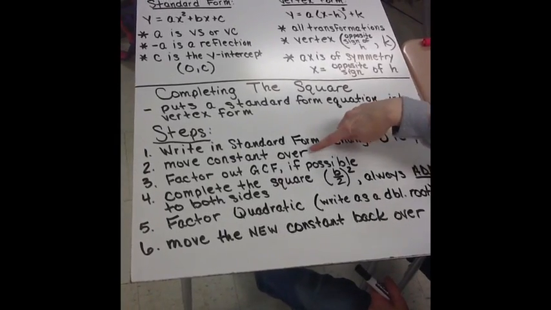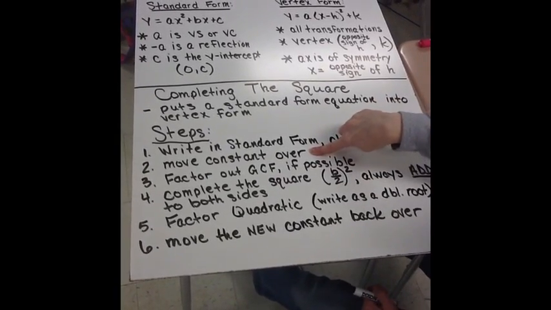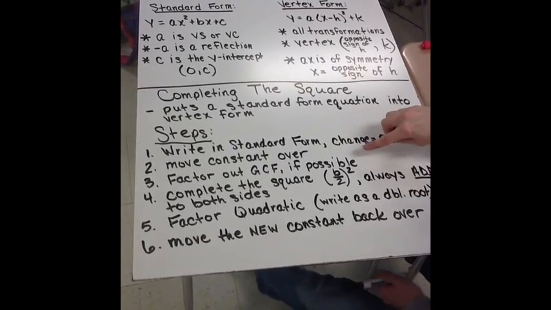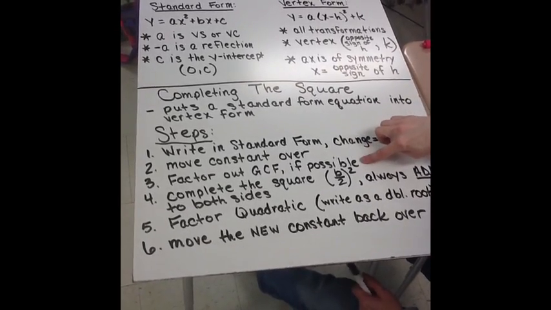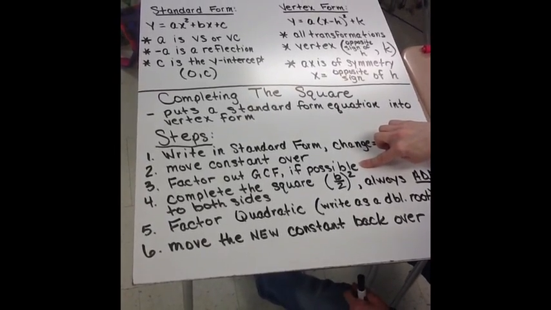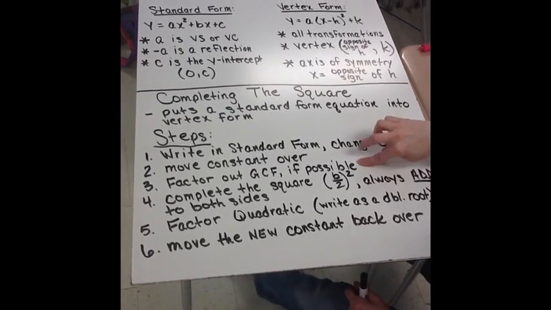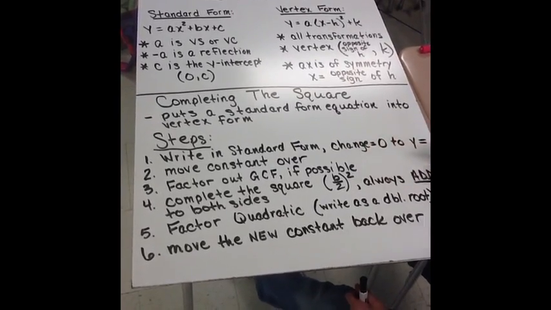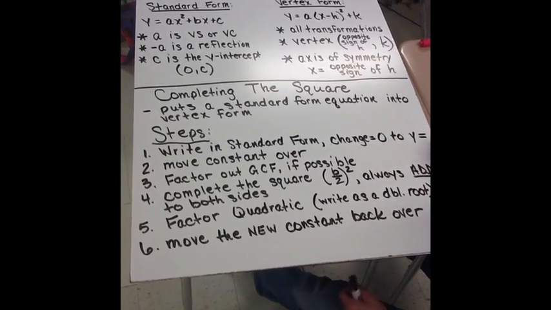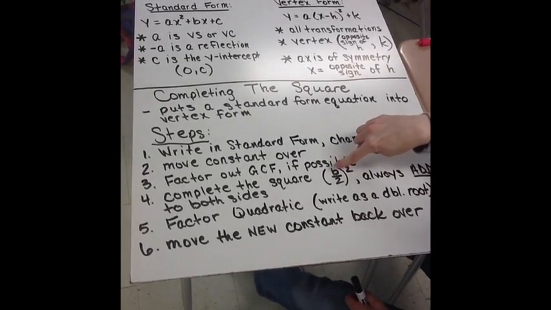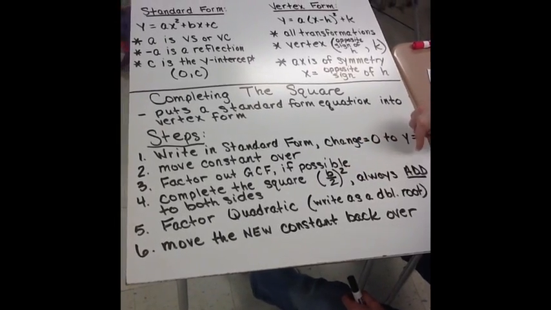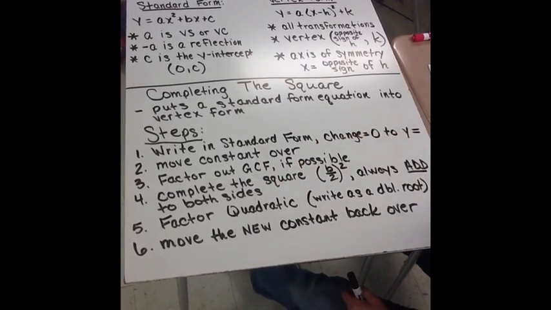Next thing we're going to do is move the constant over to the other side of the equation, and we'll have a couple examples for you in a moment. Then we're going to factor out the greatest common factor if possible. That's the step that sometimes we'll skip if we don't have a greatest common factor. Next, we're going to be doing the completing the square part, where you take b, cut it in half, and square it. And we're always going to be adding that to both sides of the equation.